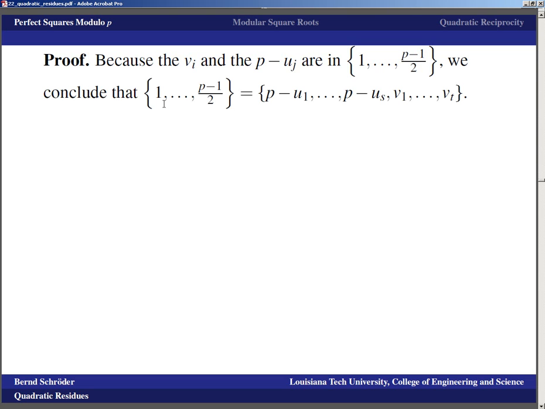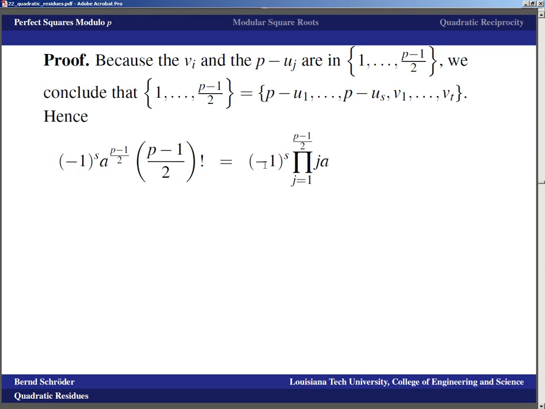That means that because we have also (p-1)/2 of these overall, the set 1 through (p-1)/2 is in fact the set p minus u1 all the way through p minus us, and then v1 through vt. Hence, and now this is one of those setups where we only see afterwards why this is going to work, I take (-1)^s a^((p-1)/2) ((p-1)/2)!. Well, that's (-1)^s times the product over j equals 1 to (p-1)/2 of j times a.